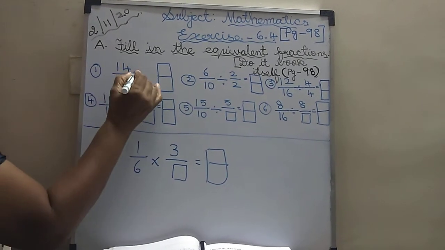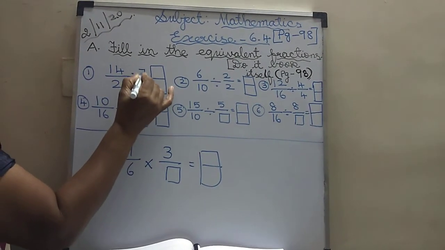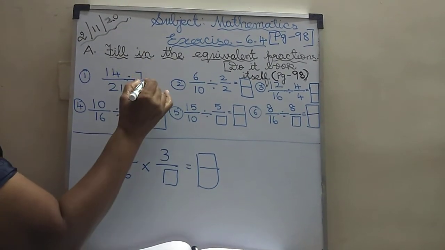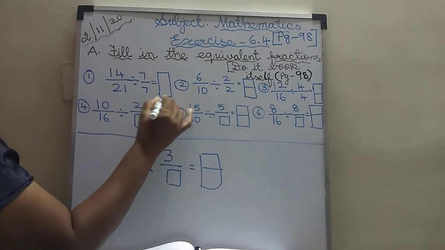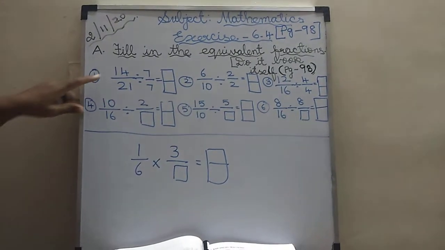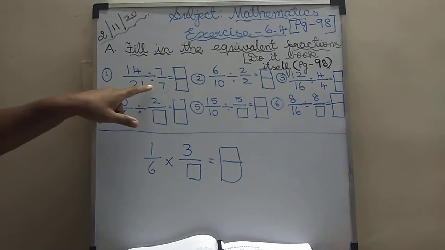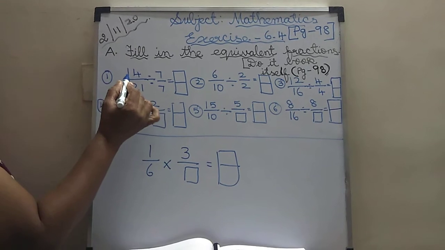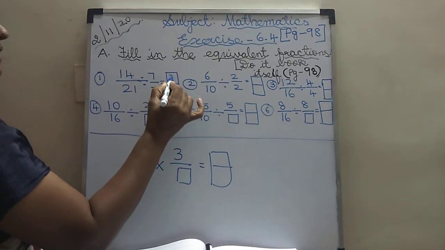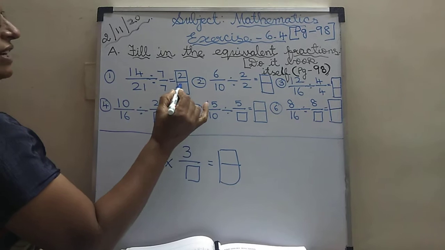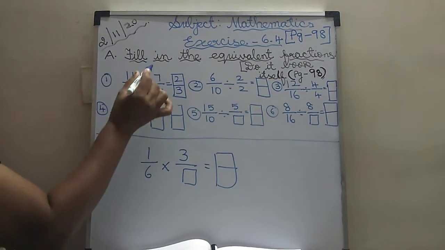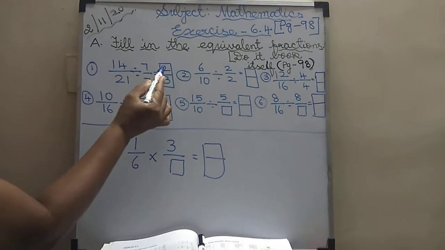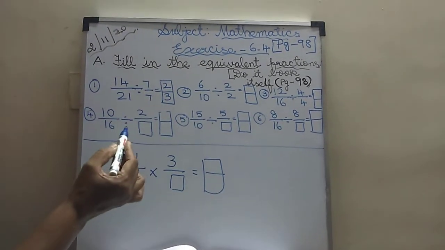First one, 14 by 21 divided by 7 by 7 is equal to what? You have to be thorough in the multiplication table so that it will be very easy for you. In the 7 tables 14 goes, isn't it children? So 7 2s are 14 and 7 3s are 21. You have to say the tables. Okay children, so what's the answer? 2 by 3.